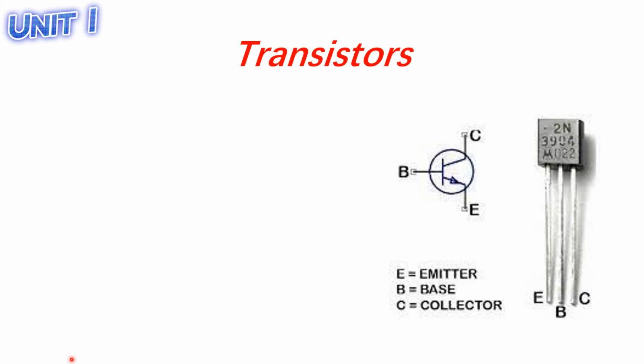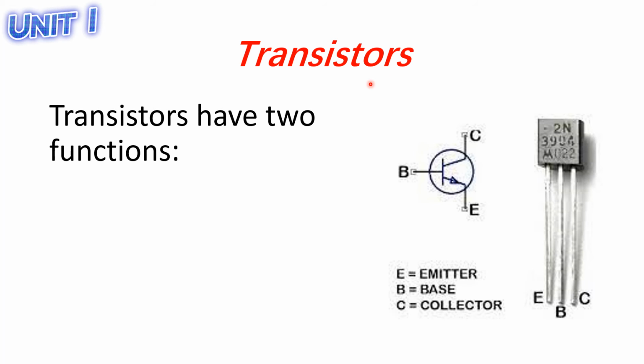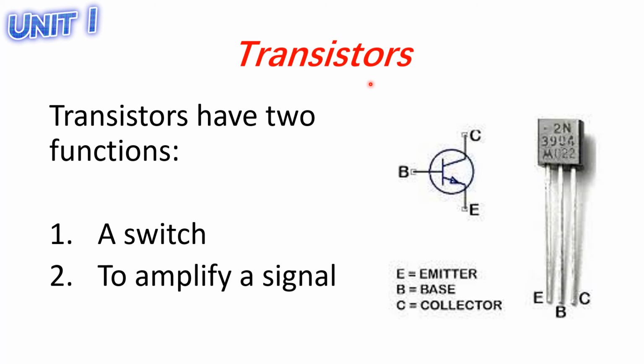Next, we have your transistors. Transistors actually have two functions. It can be used as a switch, meaning it can turn off or turn on. And it is used to amplify a signal. Amplify means to make the signal stronger. Can you just imagine this?